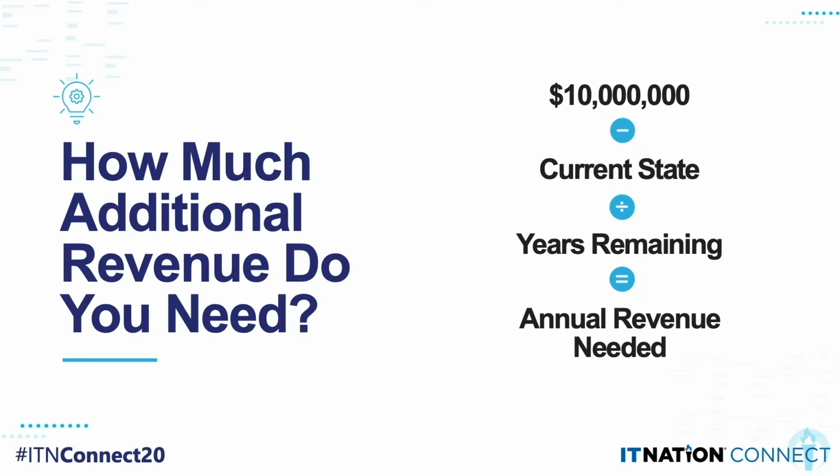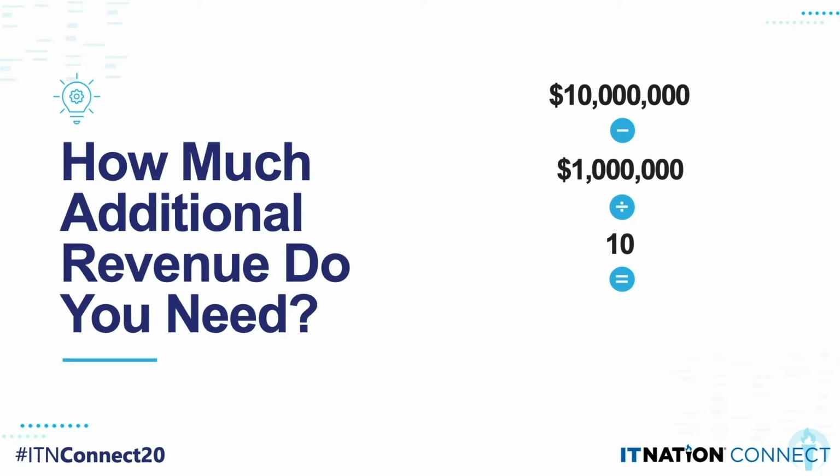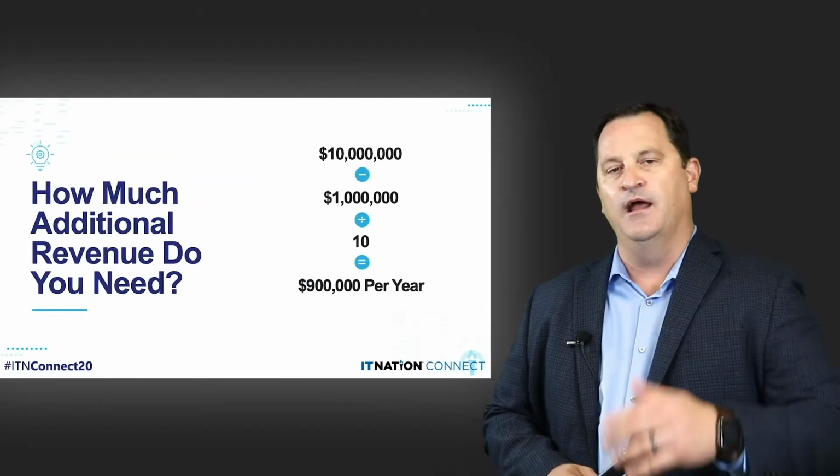Again, I want you to do this for yourself. At the end of the day, in this example, we have a $10 million business value target. And where we are today is at $1 million. And we want to achieve that goal within 10 years. We know that to do that, we've got to add $900,000 per year. Now, what's your number?